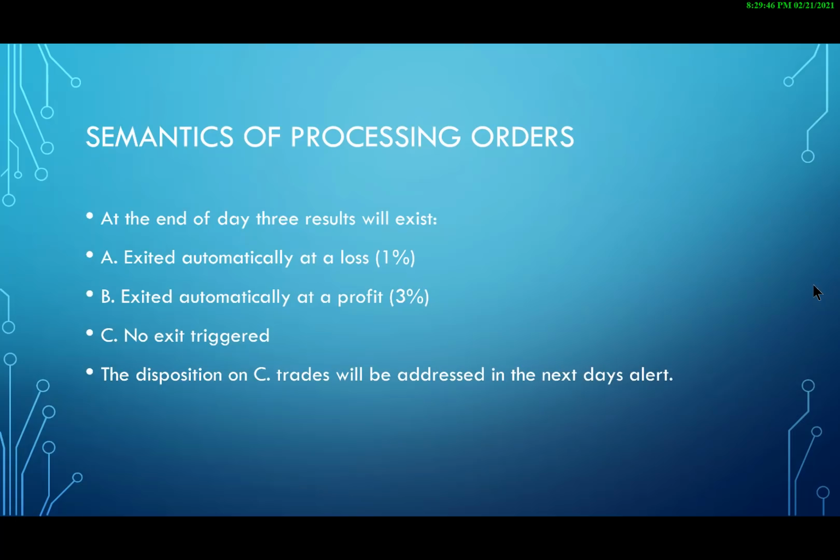Guys, at the end of every day, one of 3 things is going to happen. A, we're going to be exited out automatically at a 1% loss, or B, we're going to be exited out automatically at a 3% profit, or C, no exit will happen of any kind, right? Now, the disposition of the C trades, let's just talk about this and think logically. Guys, the number one thing that's going to happen more than anything else is number A. We're going to be exited out automatically at a loss.